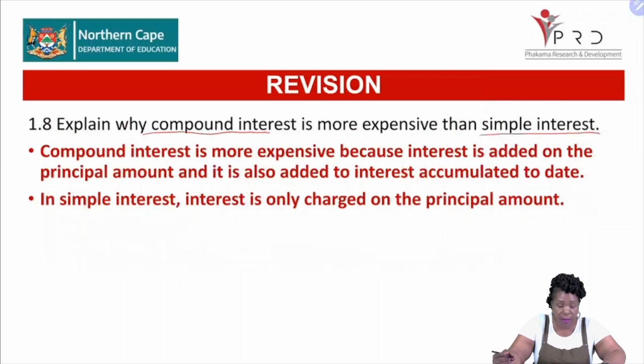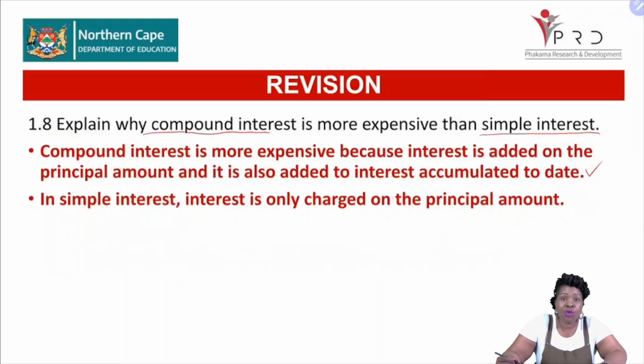Then we come up with the answer, right? So compound interest is more expensive. Why? Because interest is added on the principal amount, and it is also added to the what? To the interest that is accumulated to date. So that is interest on the principal amount plus the interest that is accumulated. So it becomes more expensive.